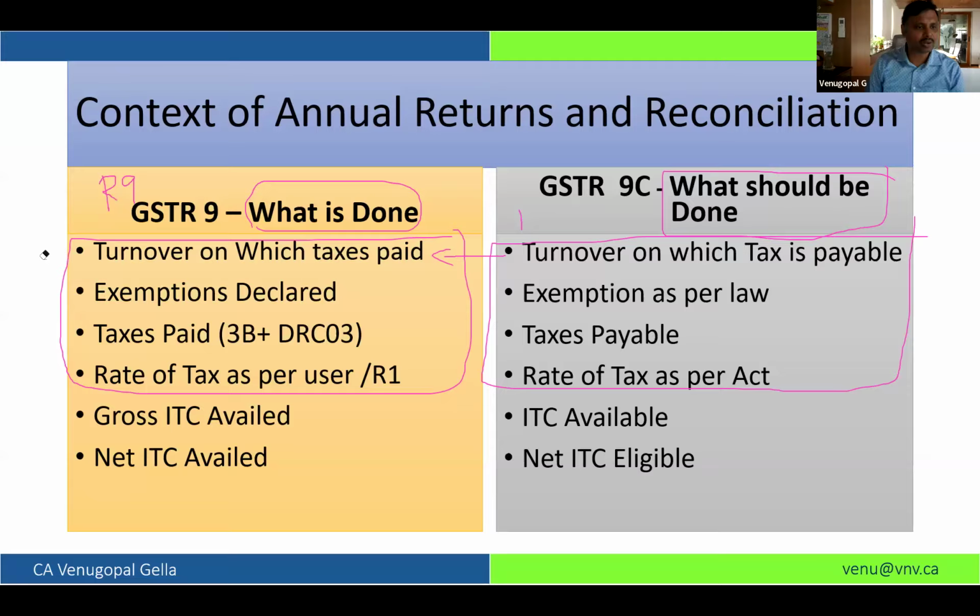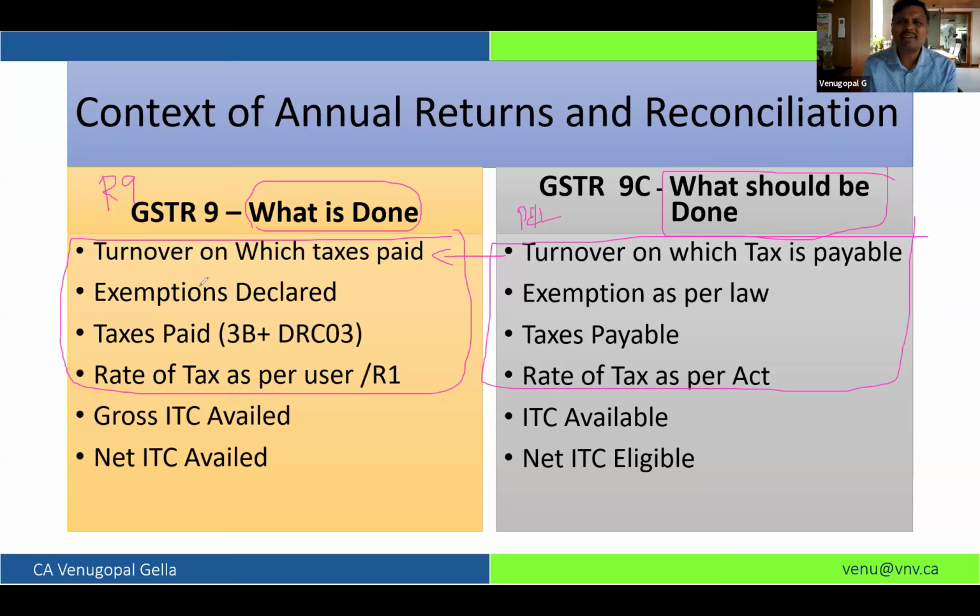Your 9C is your P&L account, where you are saying that this is what my profit is, or what my income and expenditure is. GSTR 9 is a statement of fact. You may ask, is 9C not a statement of fact? 9C is having derivatives. This should have been, this is how it is. So what I have done is GSTR 9. What I should have done is 9C. Whatever I should have done, I may or may not have done it.